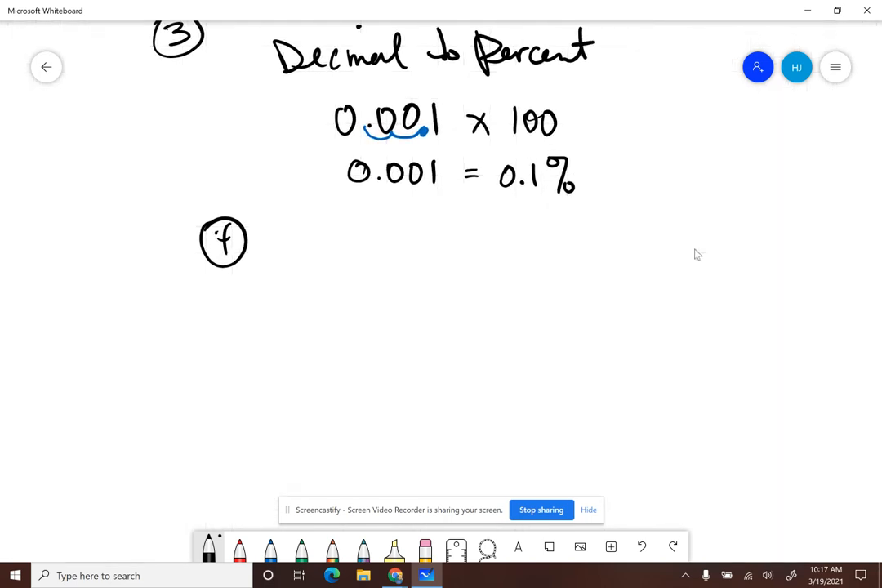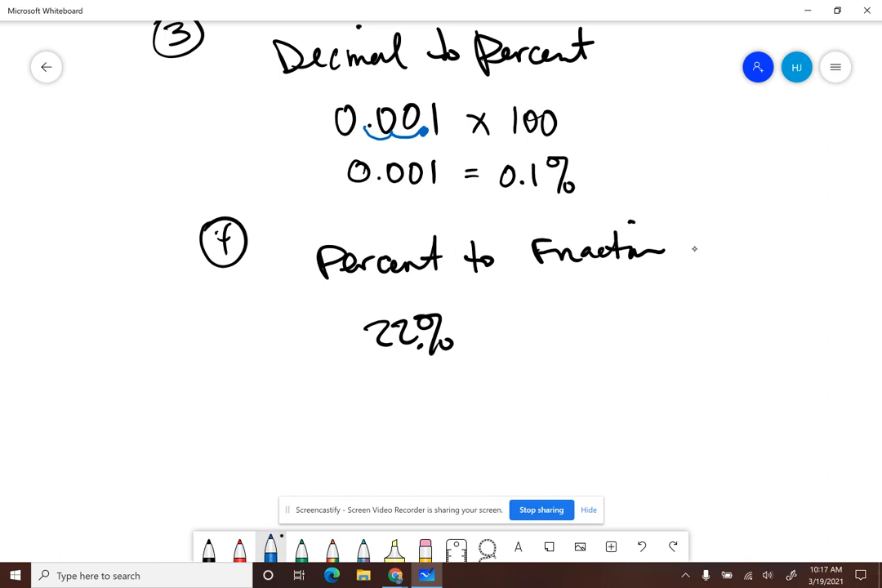Number 4, we're going from percent to fraction. So again, if I start with 22%, let's think about where my decimal is right now. My decimal is always at the end of a number if it's not present. So that means to go to a decimal, we need to move it 2 places. Okay, so this time we're really going from a percent to a decimal to a fraction.